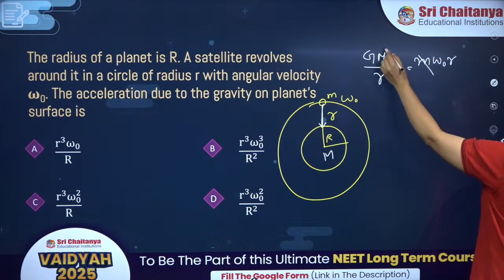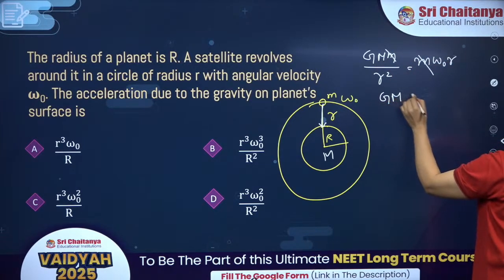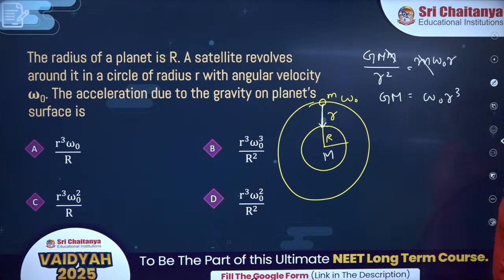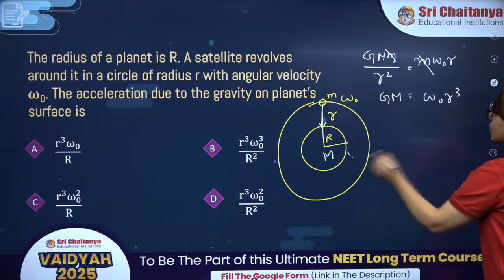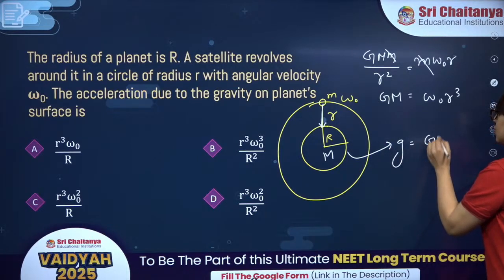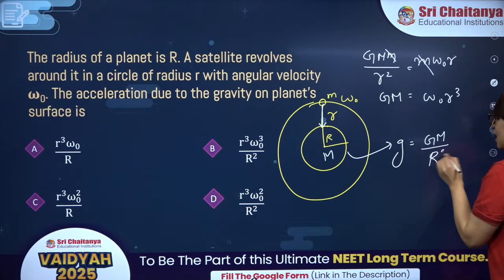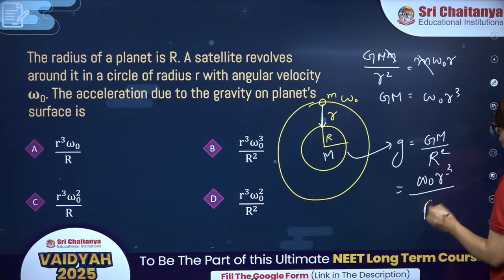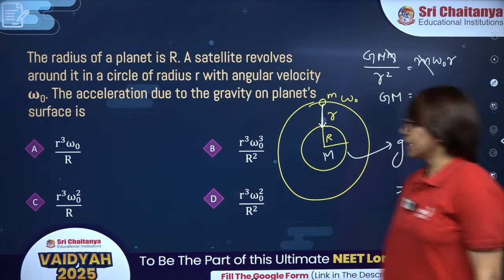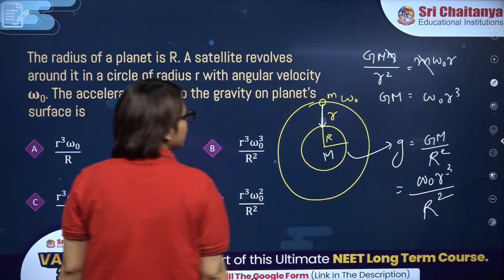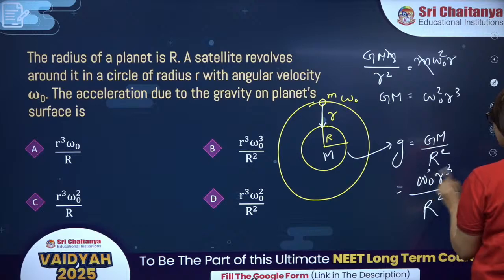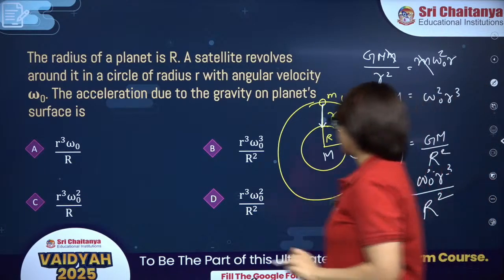So we have GM as omega naught into R cube, right? Now what is the acceleration due to gravity on the surface? It is GM divided by R square. GM is omega naught into R cube divided by R square. Omega naught square into R cube divided by capital R square.